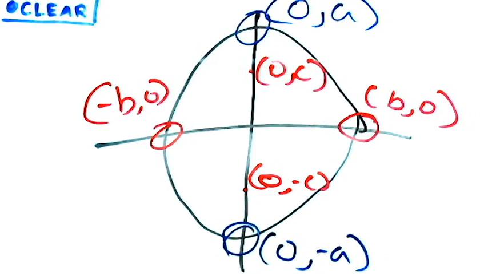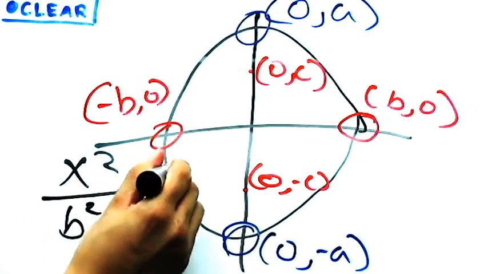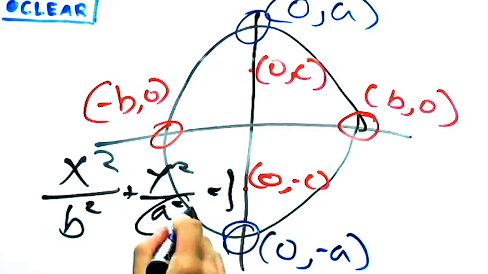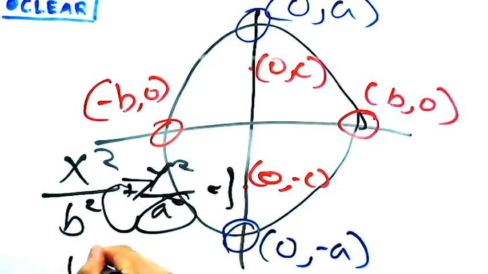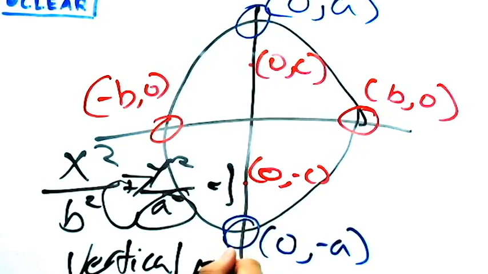The equation for this is also similar. It's x squared over b squared plus y squared over a squared equals 1. We put the a under the y squared because the major axis is on the y. Since a is bigger, this is a vertical ellipse, since it's under the y.